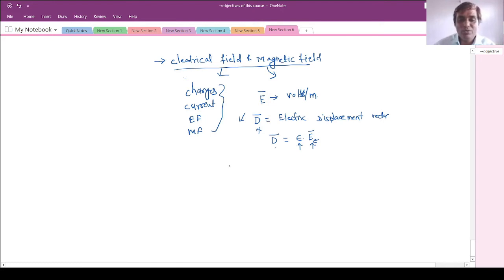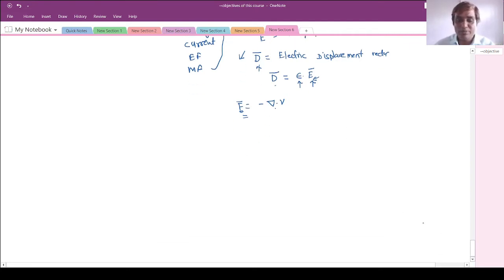And again, if I would like to know the relation between the electrical field and the voltage, that relation is given by the electrical field E bar, which is equal to the negative gradient of voltage. So if I know the potential at some point, then I take the gradient, and with the negative sign, it gives me the electrical field at some particular point. Note that. So this is regarding the electric field.